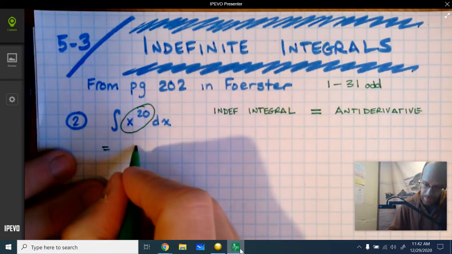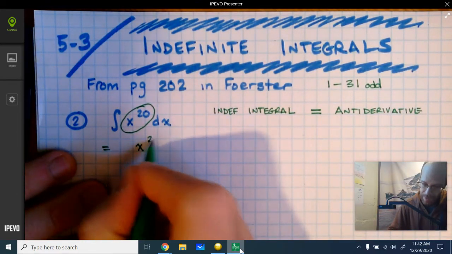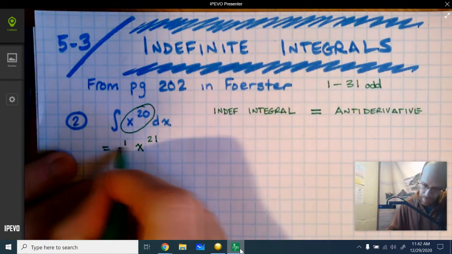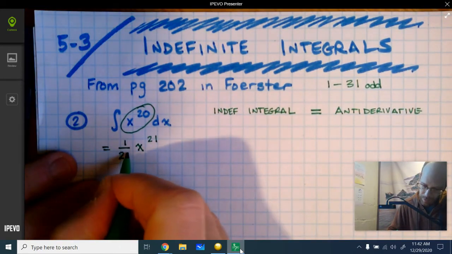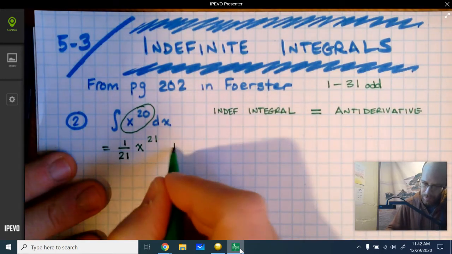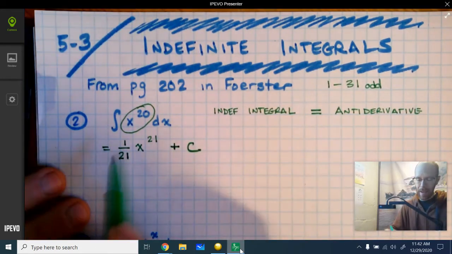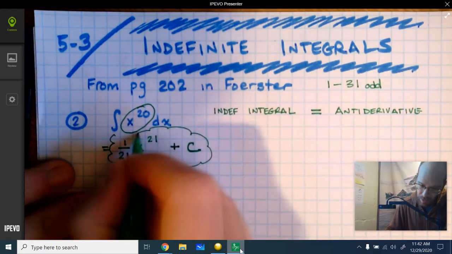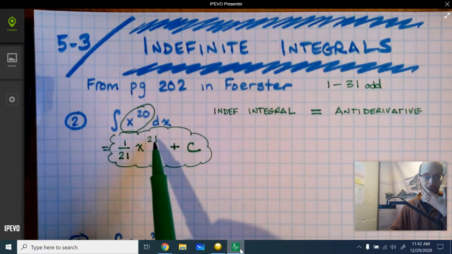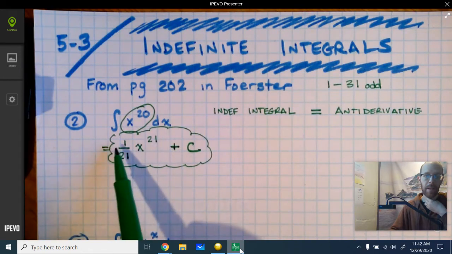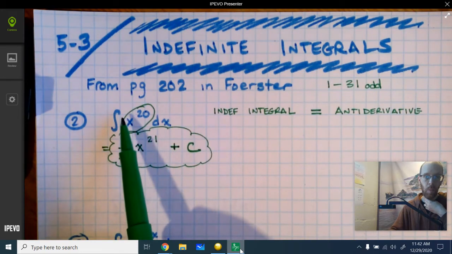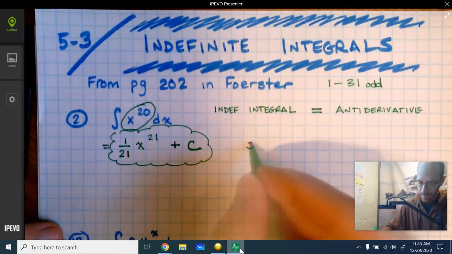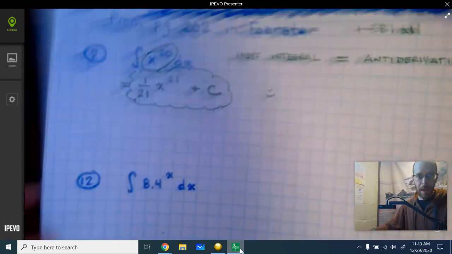So in this case, I would say the degree needs to be popped up by 1 using the power rule. And then I'm going to multiply by the reciprocal of 21 in order to balance it out. And my antiderivative looks like this. Remember, you can always do a quick check. So if I take the derivative of this, 21 comes down and cancels with this 21 to give us a 1. Degree goes down by 1 to give us a 20, and we are good. Okay. Let's do another one.